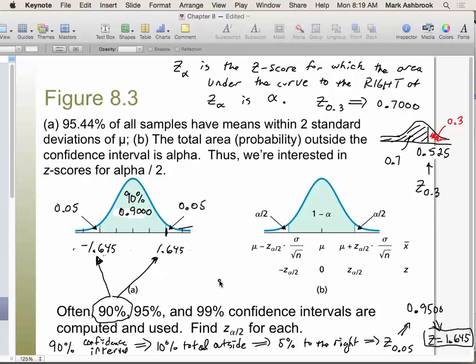Because z alpha means the area to the right. So we want 5% area to the right. But the table gives us areas to the left. So if it's 5% area to the right, then 95% to the left. That's why we went into the table and said we want an area of 0.9500, and then we're going out to the edges to find the z-score. Does that make sense? Here, when you do these z alpha things, you're using the table backwards. You're not taking a z-score to the table and finding an area. You're taking an area to the table and finding a z-score.